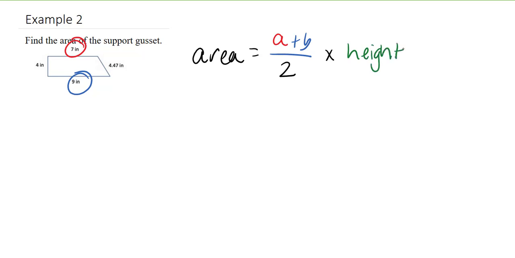Now, let's start filling this in with numbers. A, we'll just say it's the 7. We can also make it A equal to 9. It doesn't actually matter at all. But we're just going to put 7, because I've color-coded it this way. 7 plus 9 divided by 2 times the height. The height is actually going to be this number, right? It is what connects the two parallel lines with a straight line, and that's just 4 inches. So that's our height. So 4.